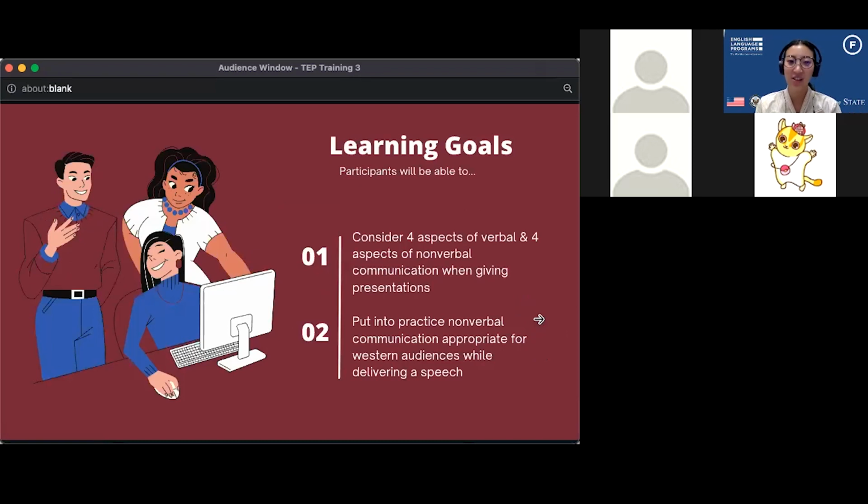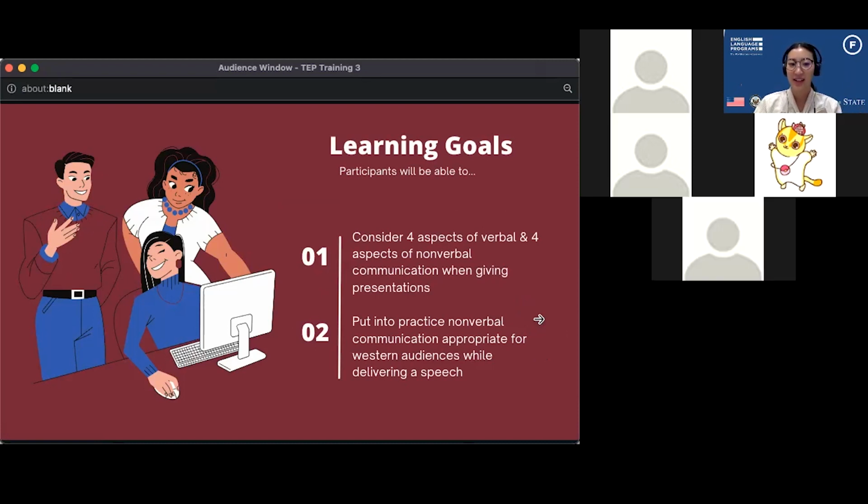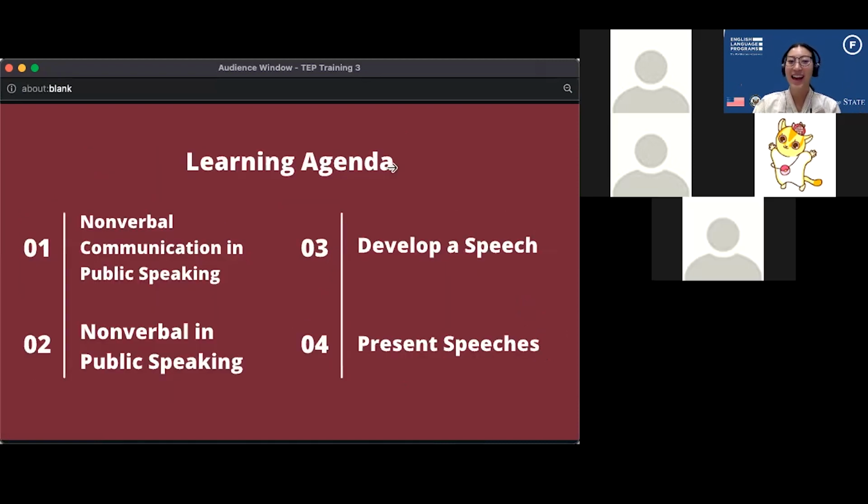So today's learning goal is to consider 4 aspects of verbal communication and 4 aspects of nonverbal communication, specifically when giving presentations. We'll go ahead and talk first about nonverbal communication, then verbal communication, and we'll have a chance to consider how we might implement this.